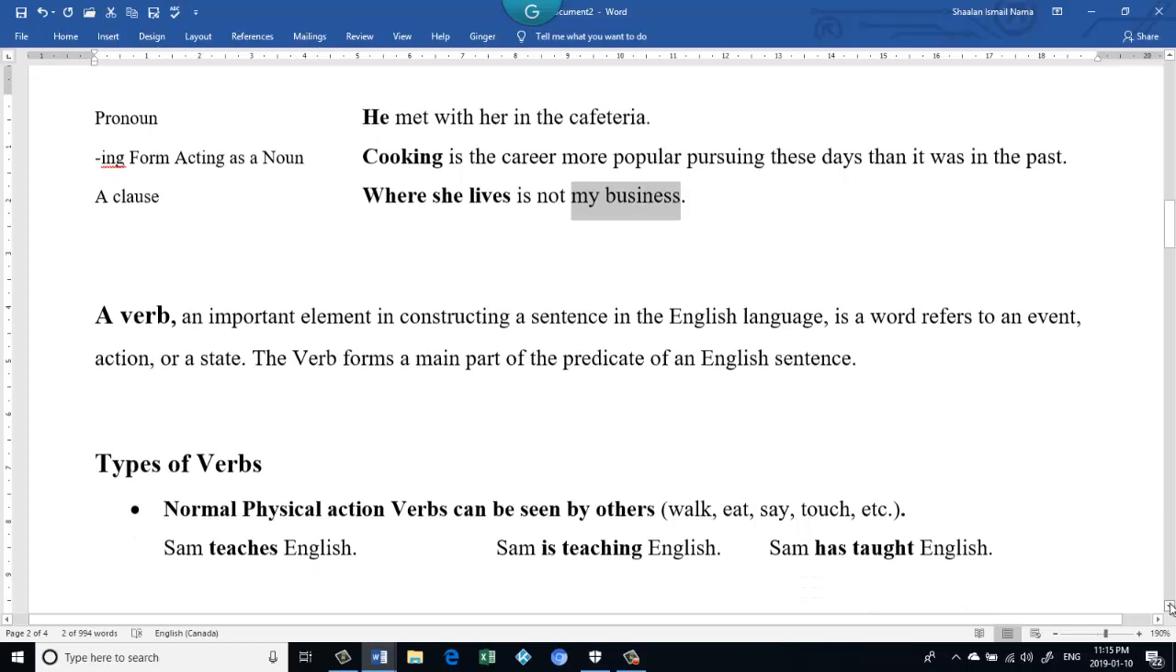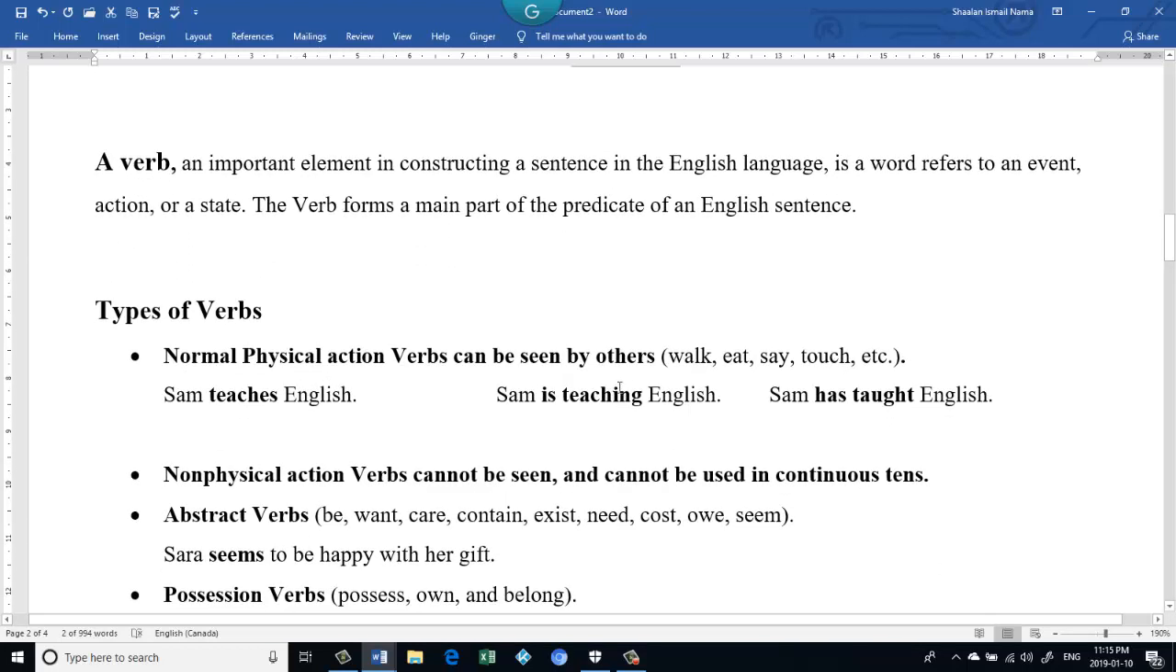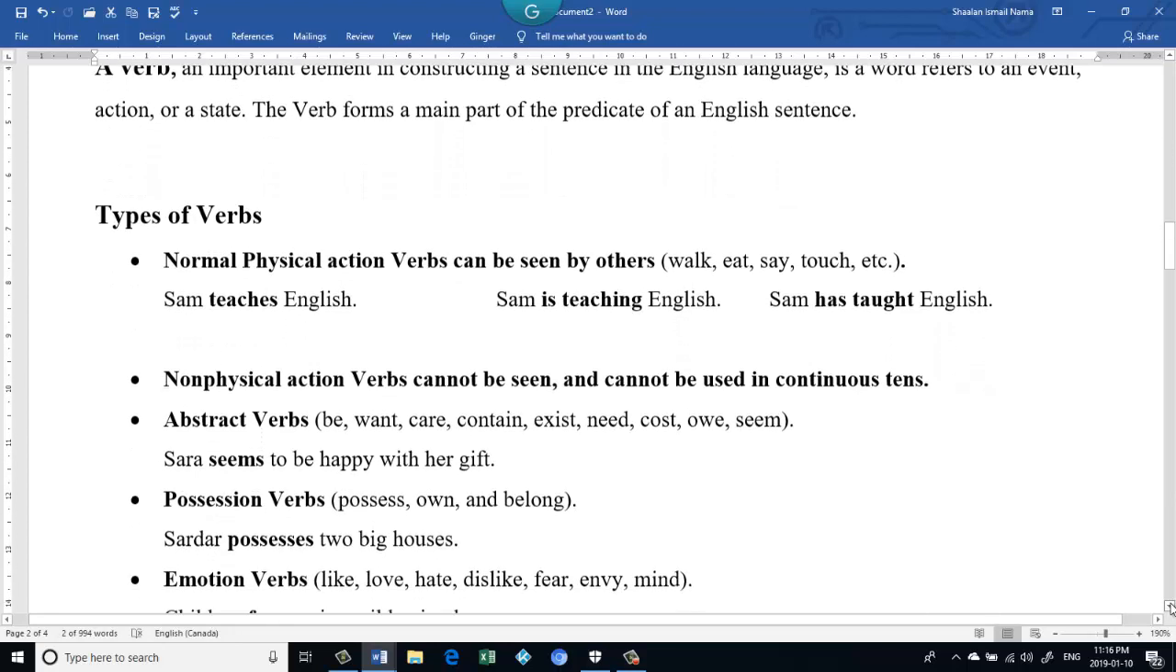And the verb, which is very important when we come to construct a sentence. It's important, and when you're constructing a sentence in the English language, a verb is a word that refers to an event or action or state. The verb forms a main part of the predicate of the English sentence. We have two kinds of verbs.